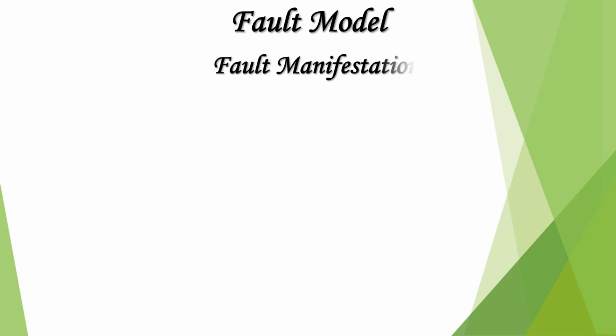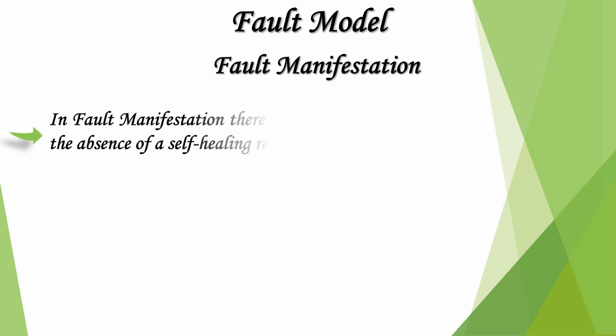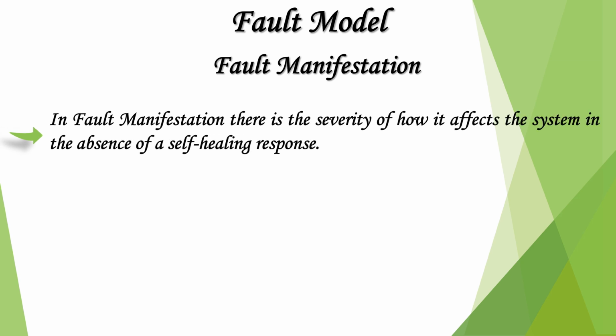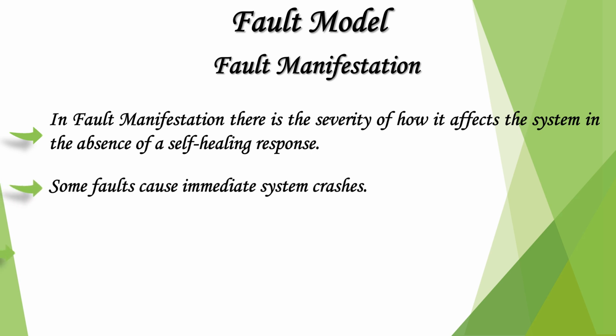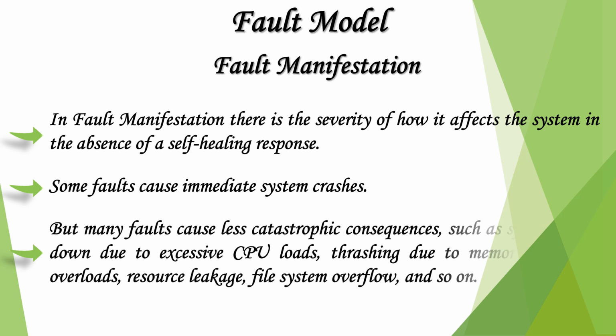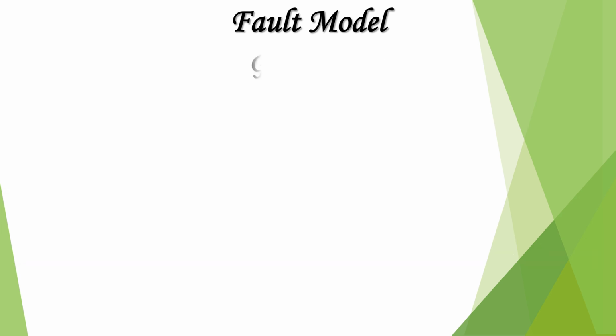Fault manifestation. In fault manifestation, there is the severity of how it affects the system in the absence of a self-healing response. Some faults cause immediate system crashes, but many faults cause less catastrophic consequences, such as system slowdown due to excessive CPU loads, thrashing due to memory hierarchy overloads, resource leakage, file system overflow, and so on.